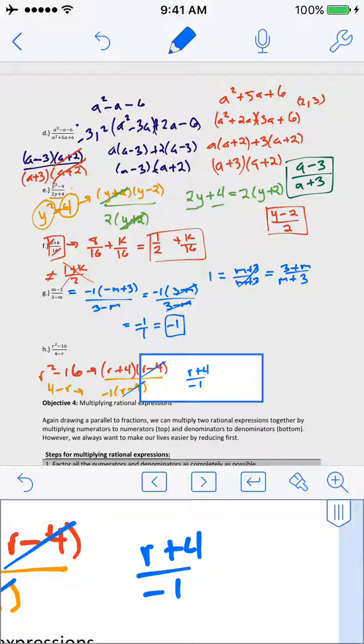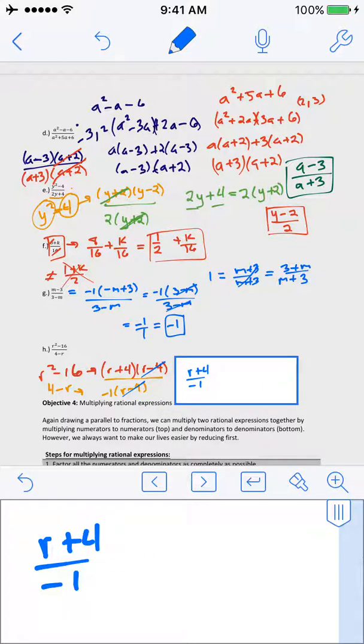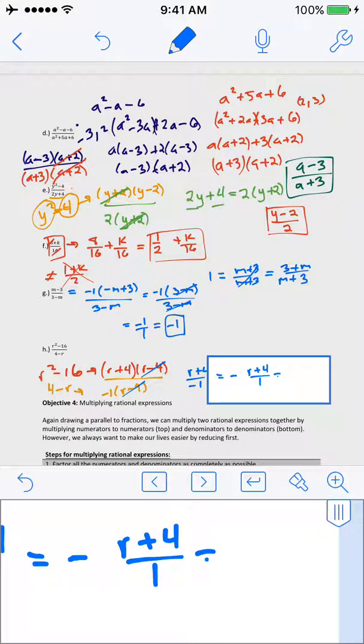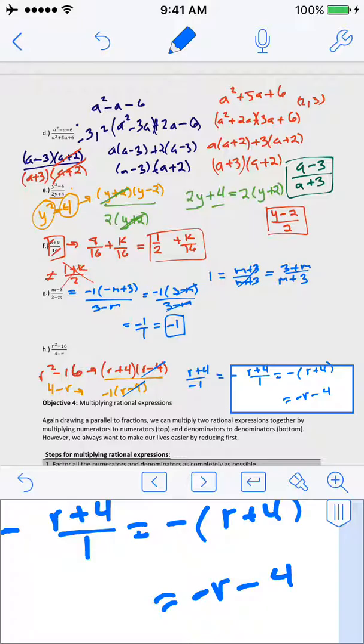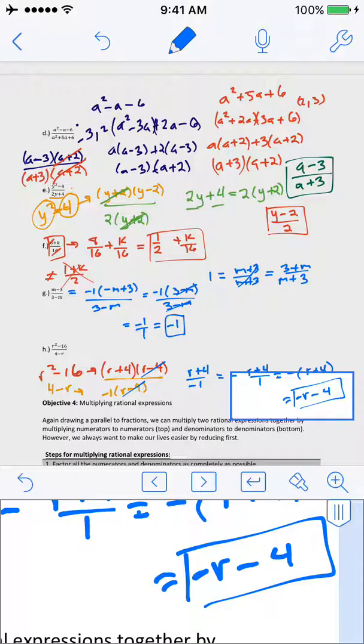And remember, if you have a negative 1 on the bottom, that's the same thing as pulling the negative to the outside. So you have r plus 4 over 1, or in other words, negative r plus 4, or negative r minus 4, as the final answer. Or negative 4 minus r, it really doesn't matter. You can switch those around because they're both negative.